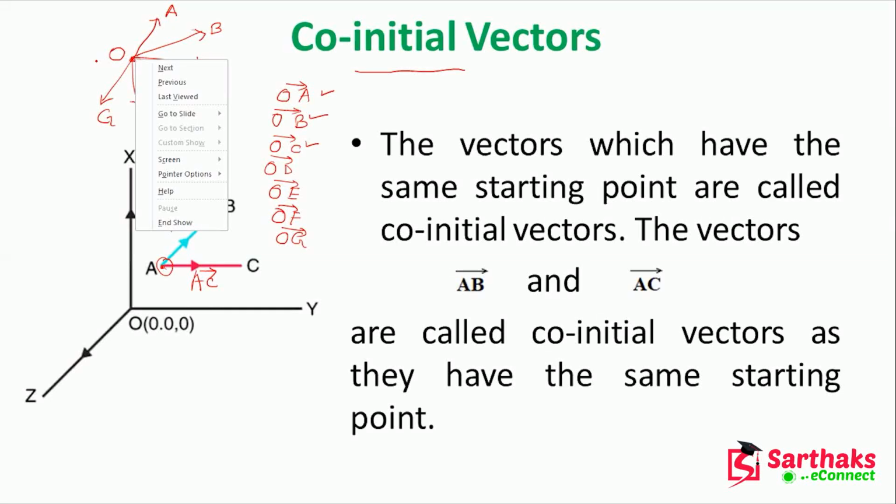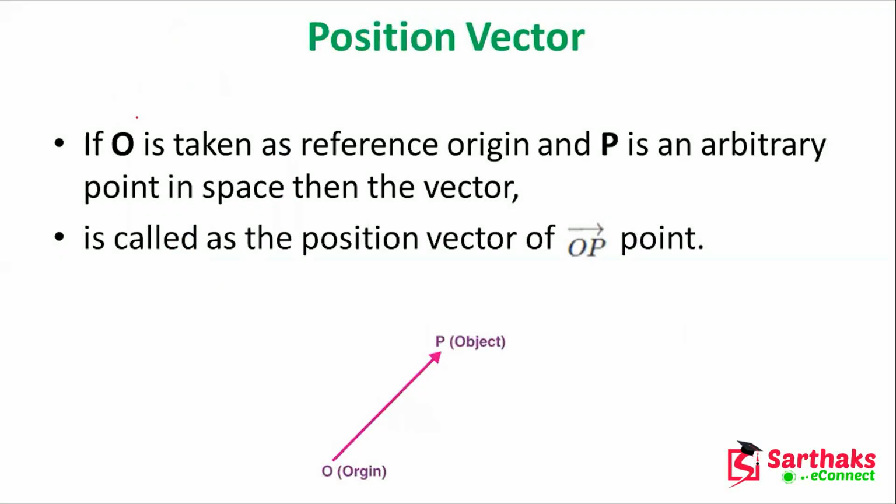That means the initial or originating point is the same for every vector. The coordinate of the point O is equal for every vector here, right? So those are co-initial vectors.